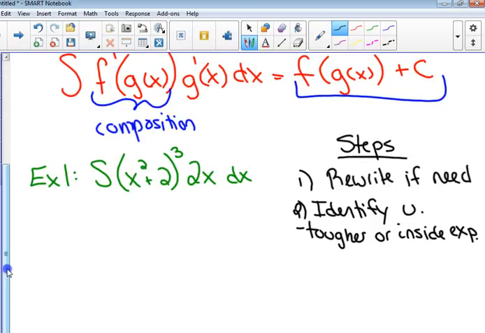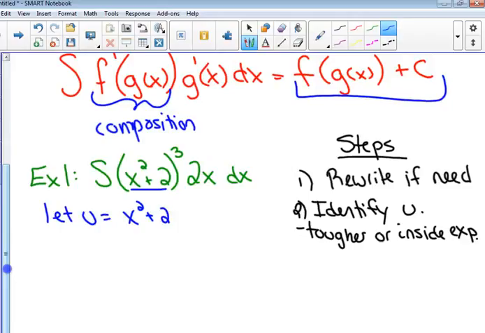So in here, what part do you guys think looks tougher? This x squared plus 2 or the 2x? X squared plus 2. Good. And this is inside an exponent. That happens quite a bit. That's always what you want to let u equal. So here, we're going to say, let u equal x squared plus 2. You don't need a parentheses part. If you want to put it in there, you can, but not the cubic. You're just going to take the inside part.